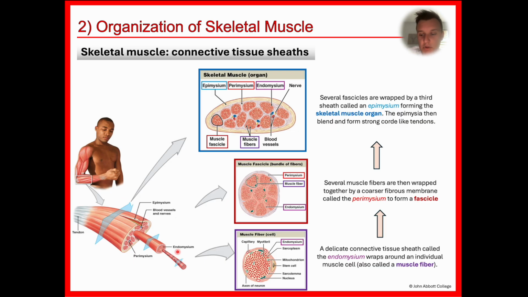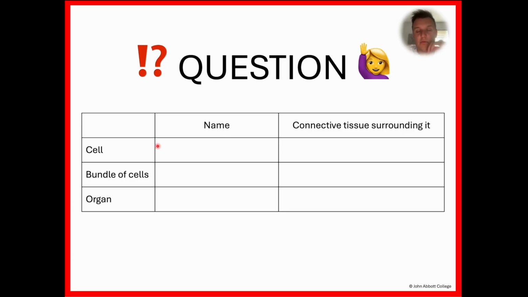So we're going to do a little activity here. I want you to name what a muscle cell is, bundle of cells, and the organ. And I want you to tell me what connective tissue is directly surrounding it. Okay, so you can pause the video and take the time to fill this out.